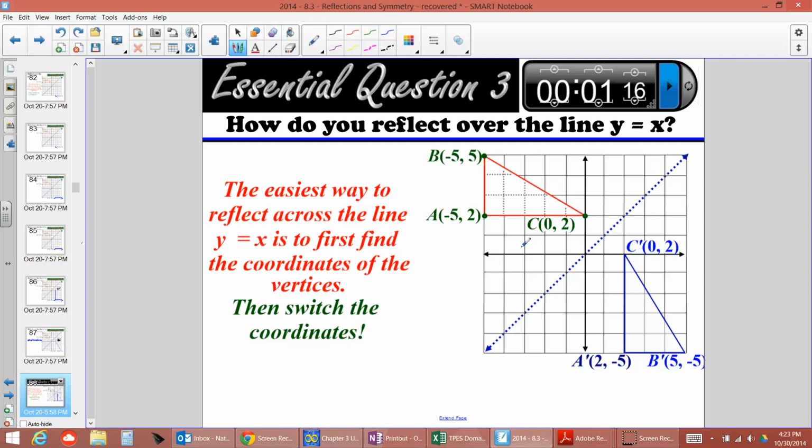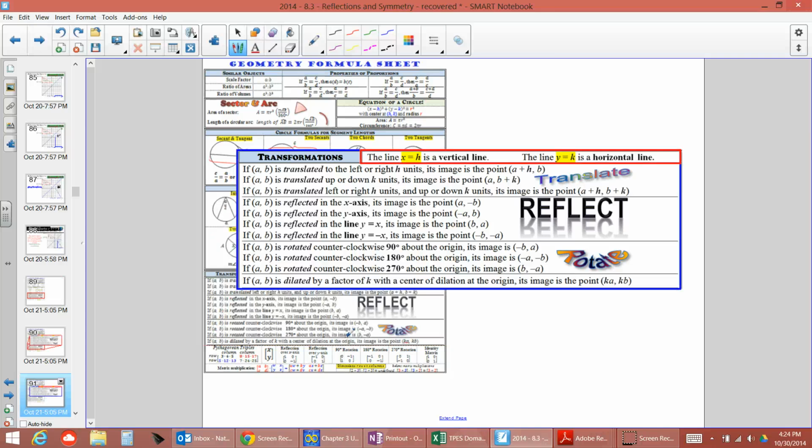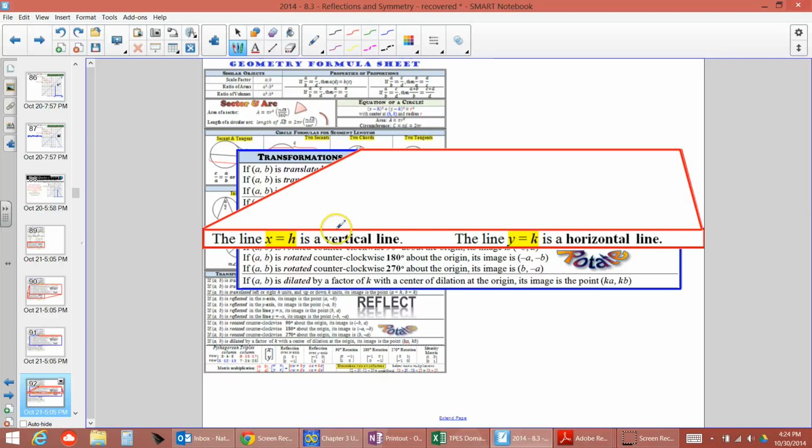Again, you just switch the coordinates. Right there, switch the coordinates. All right, so we go through here. It's on your cheat sheet. All of these rules are right here on your cheat sheet for how to reflect. And then also we have a new situation. What happens if I give you a vertical line that is not the y-axis? It's going to look like x equals some number h, and y equals some number k.